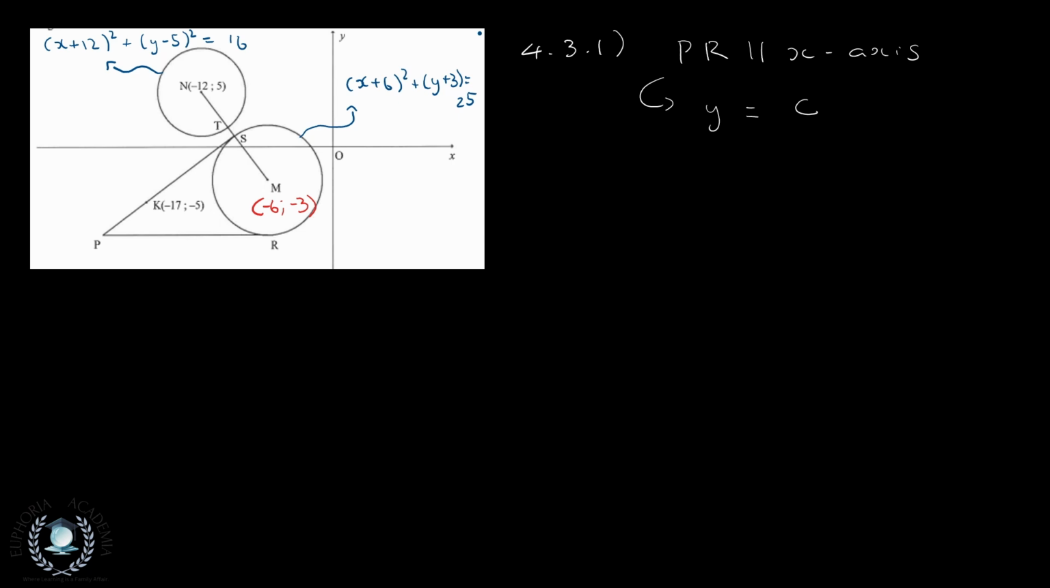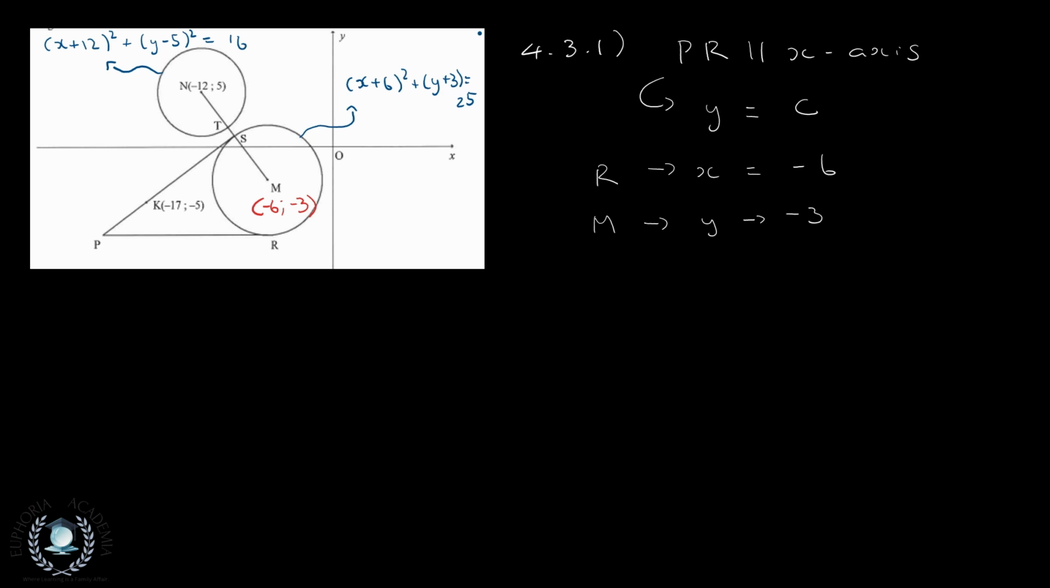Alright, so we know that this thing is a tangent, and where R is, that's where PR actually touches the big circle that is centered at M. Where it touches it, we know that the radius is perpendicular to the tangent, and if you draw a perpendicular line from M up until R, you will find that R has the x coordinate of minus 6, and then M has the coordinates, or let's just look at the y coordinate of minus 3.